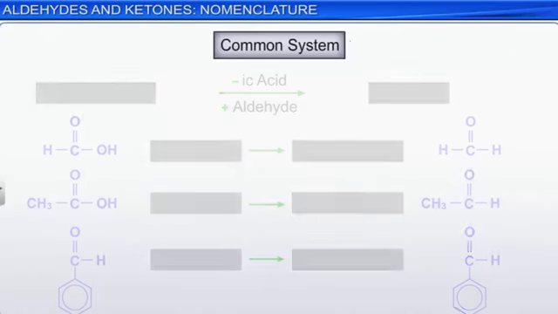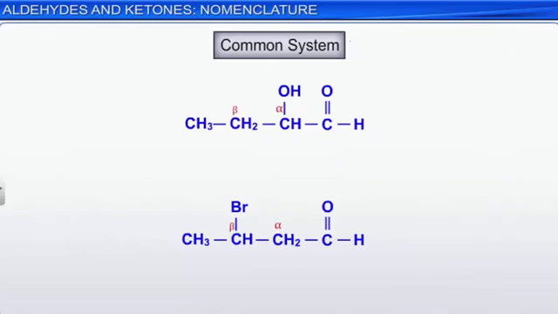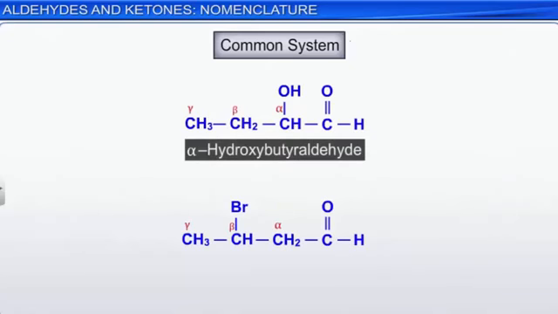The positions of the side chains or substituents in the carbon chain of aldehydes are indicated by the Greek letters alpha, beta, gamma, and delta. The carbon that is directly linked to the aldehyde group is the alpha carbon. The next carbon is the beta carbon, and so on. For example, the given compounds can be named alpha-hydroxybutylaldehyde and beta-bromobutyraldehyde respectively.